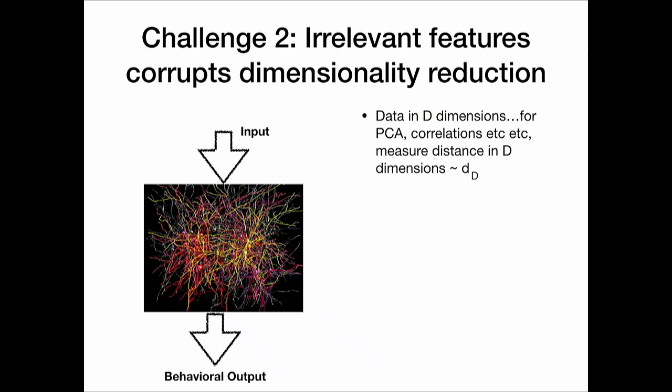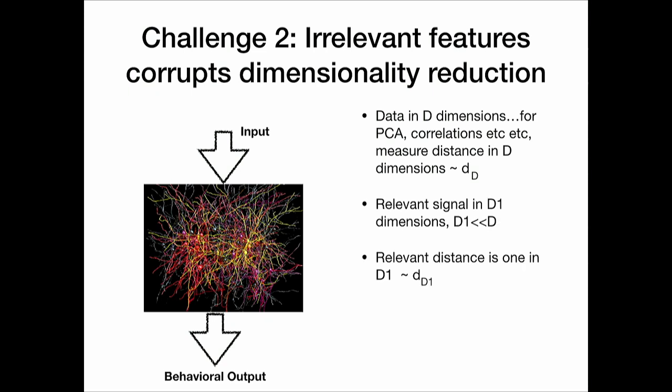The space in which the distances should be measured is in this 15-dimensional space and not 10 to the 8-dimensional space, but you don't know what these 15 dimensions are. But let's just say there is a relevant signal in some dimensions which is much less than D. So the relevant distance is the distance in space D1 and not the distance in space D.